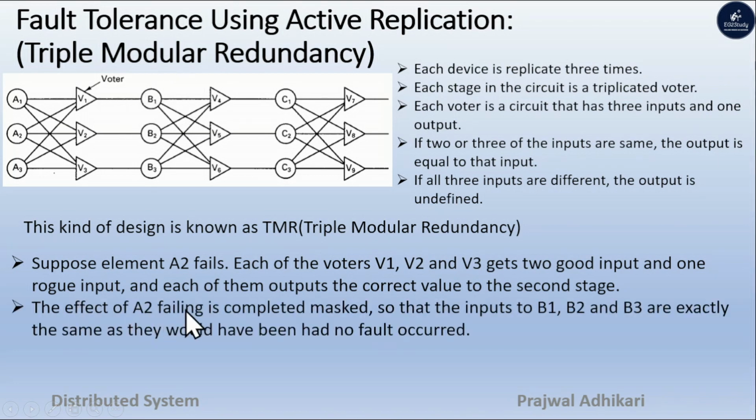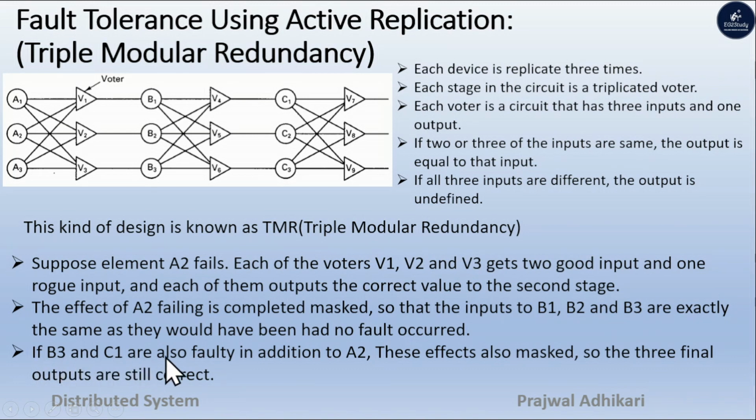The effect of A2 failing is completely masked. It is completely hidden in the system so that the inputs to B1, B2 and B3 are exactly the same as they would have been had no fault occurred. If B3 and C1 are also faulty in addition to A2, then these effects are also completely masked, so the 3 final outputs are still correct. This is the fault tolerance by using active replication.